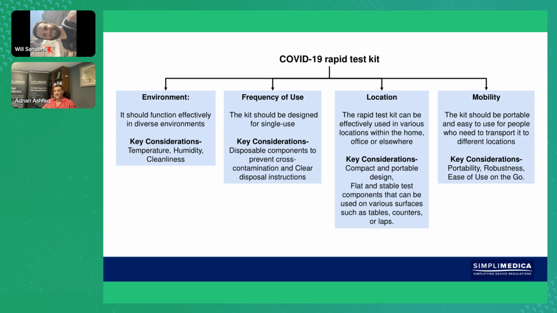The frequency of use: the kit should be designed for single use. So suddenly, if the test kit says that it can be used multiple times, does it? Can it? Maybe it's a different type of test kit, and technology has been advancing. But then disposal. If you have disposable components, you also have to make sure you're preventing cross-contamination. You've got clear disposal instructions. Location: where is it to be used? So again, is it in a home environment, in an office?